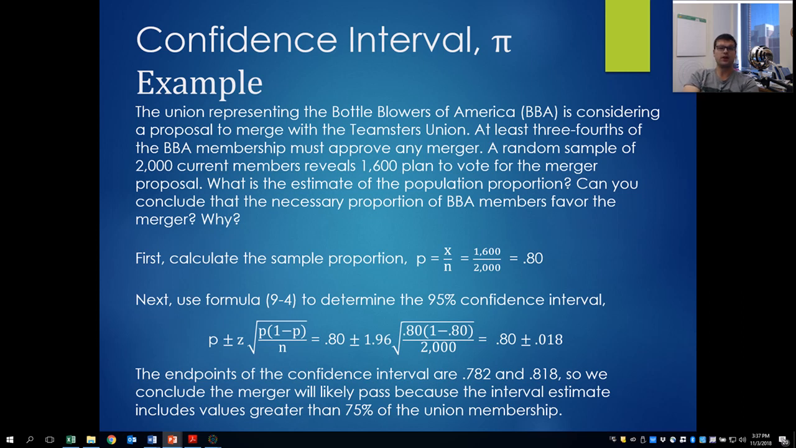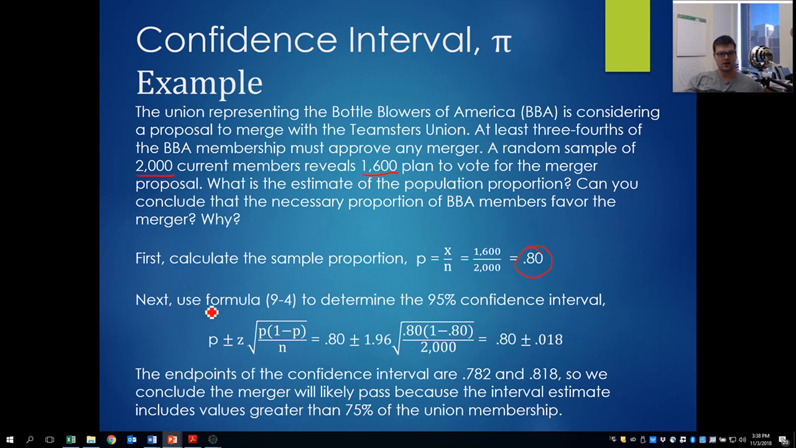So the first thing that we need to do is calculate the proportion, right? So we have the number of successes. The number of successes is, we come right here, 1,600. The number of observations, 2,000. So 2,000 people were polled. 1,600 said that they were going to vote for the merger. Okay, so 1,600 divided by 2,000 is 0.8. So this is just like the one previously, right?